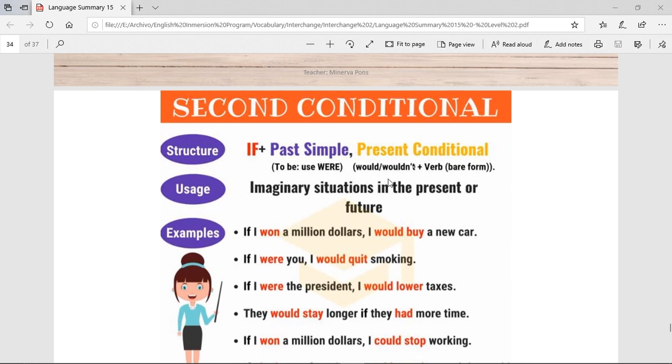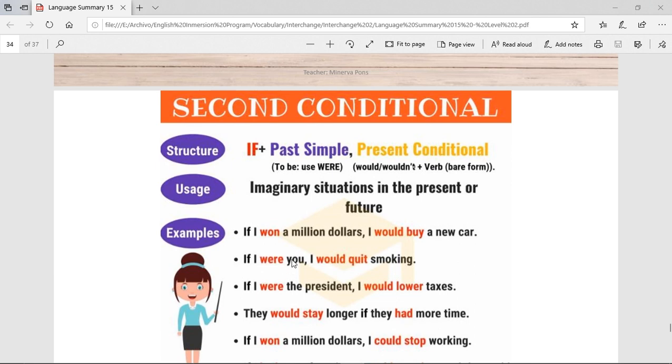And then the present conditional, that is would or wouldn't or couldn't, and then a verb. For example, if I won $1,000,000, I would buy a new car. So, you see, if I, always with the subject, if I won, in the past simple, won, where, would, won. If I won $1,000,000, I would buy a new car.